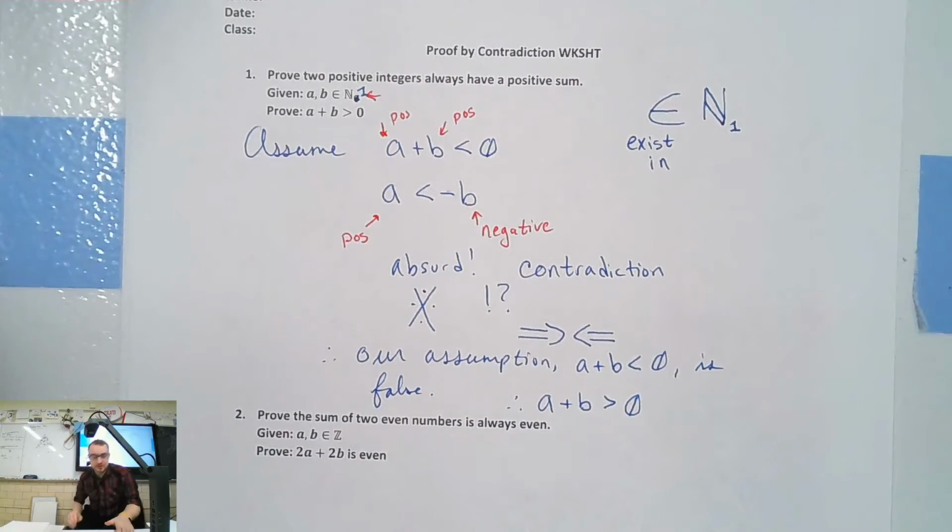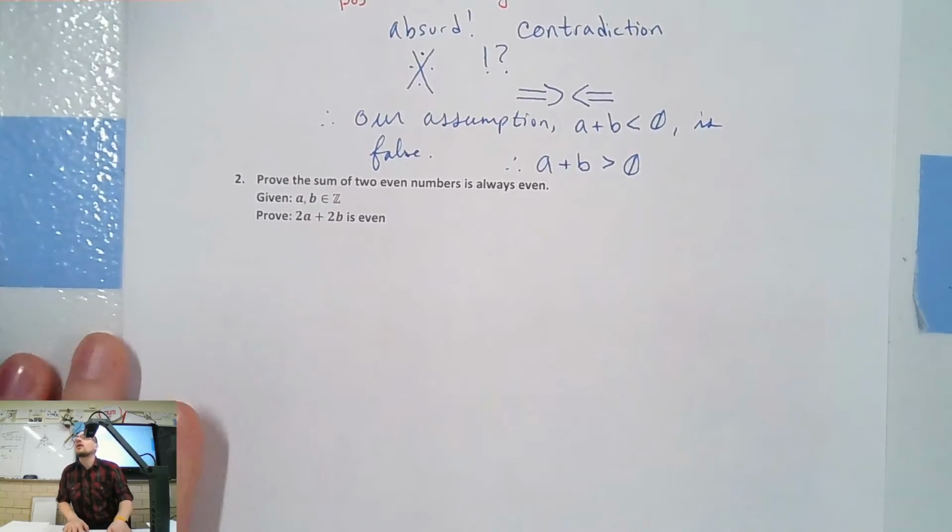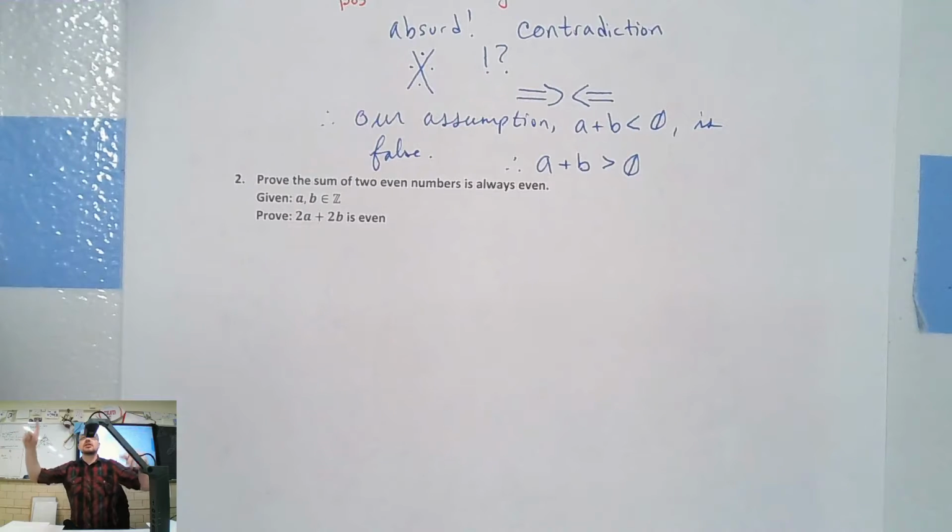That's not true. All right, so number 2. Prove the sum of 2 even numbers is always even. So think of 2 even numbers. Now, question, can fractions be even or odd?